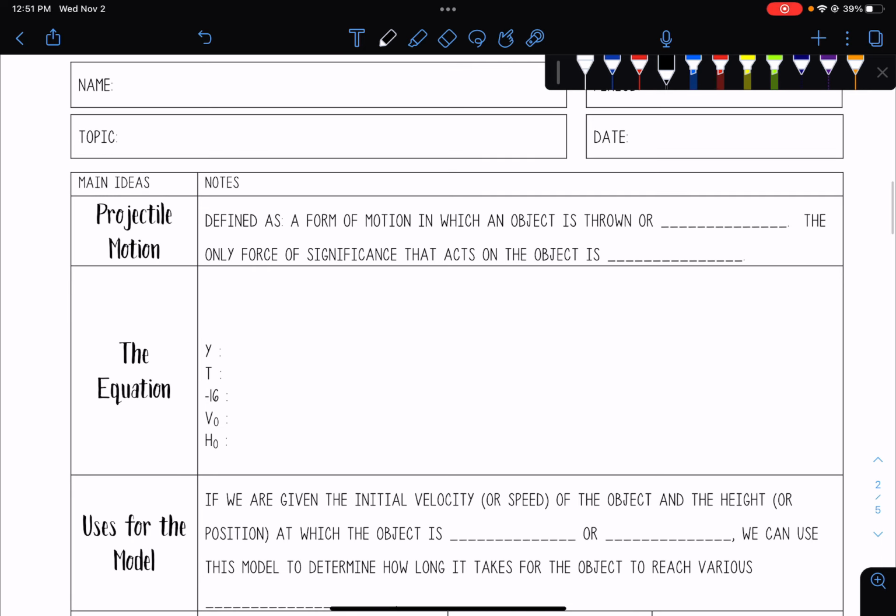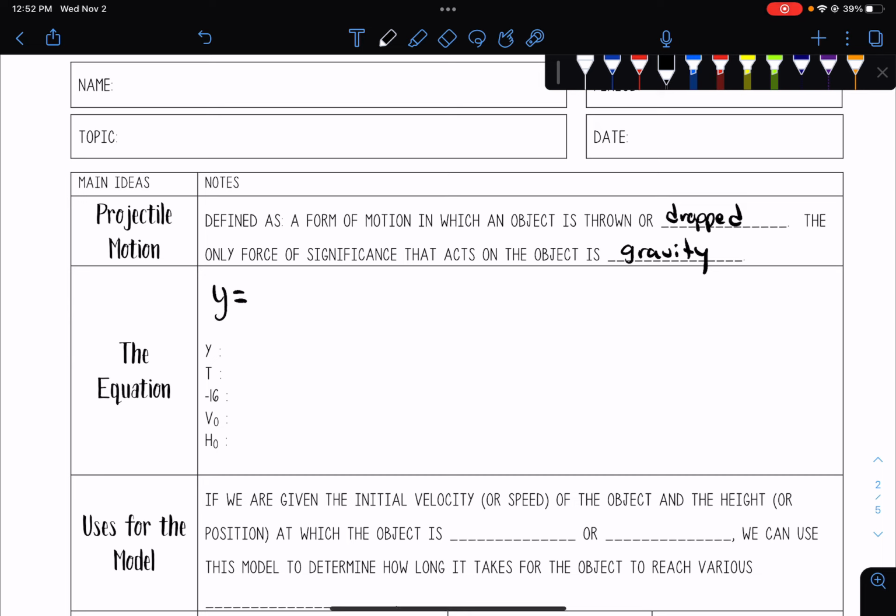So projectile motion is defined as a form of motion in which an object is thrown, or sometimes the object's just dropped. It's not like projectile through space, it's just dropped in space. The only force of significance on that object that we worry about at this level, the only thing acting on that object once it's thrown into the air is the force of gravity. So gravity is pretty cool because we have a simple equation that you can use when you're dealing with something going through the air and gravity pulling it back down to the earth, right? That equation looks like this.